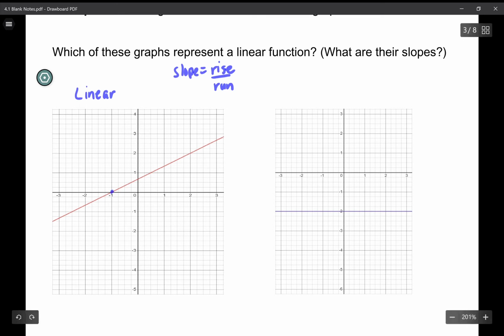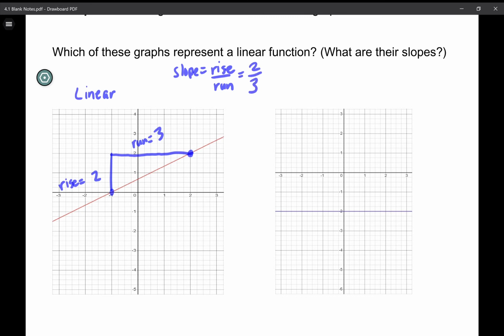And so I'm going to pick (-1, 0) and (2, 2), because those look like convenient points to me. And you calculate the rise, which goes up 2. For my run, which is 1, 2, 3. So my rise over my run in this example is a rise of 2 for a run of 3. So my slope is 2/3.